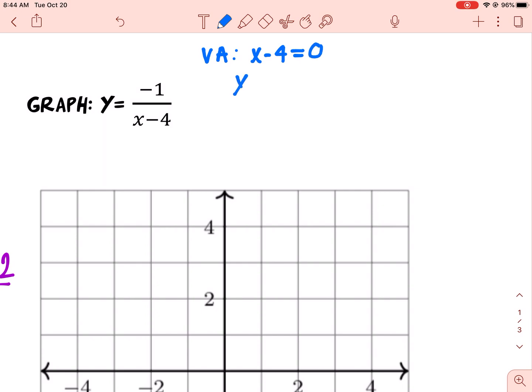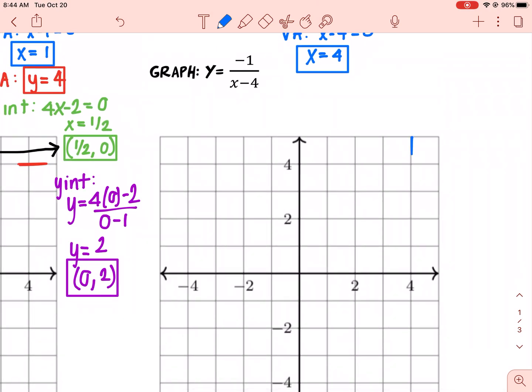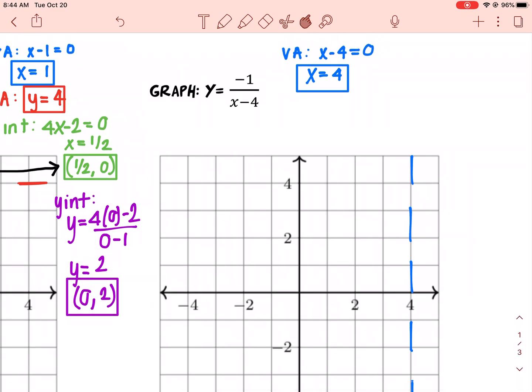So the vertical asymptote is at x equals 4. I'm going to graph that line here. This is the vertical line I will not be able to cross. Step 4 is the horizontal asymptote.